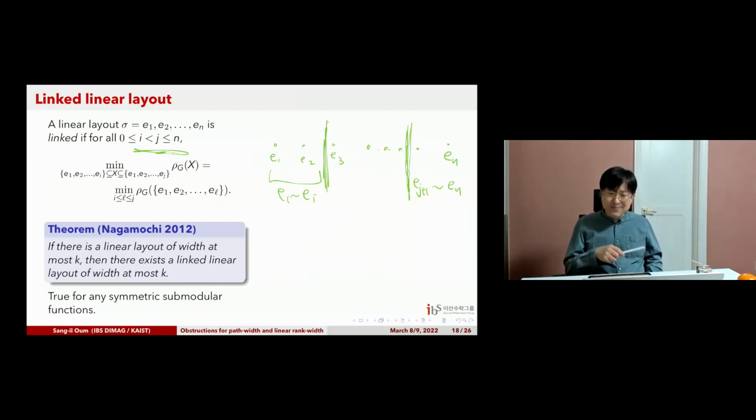And this is a conference paper, and he never even bothered to write this theorem in this form. He had an algorithm to find the linear layout of a connectivity function, but his output is always linked, because if you look at his algorithm, the output is always linked. So therefore, I can state it this way. I mean, there might be an earlier reference, but anyway, this is the earliest that I found.